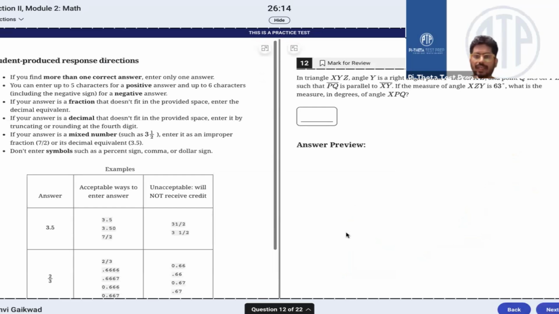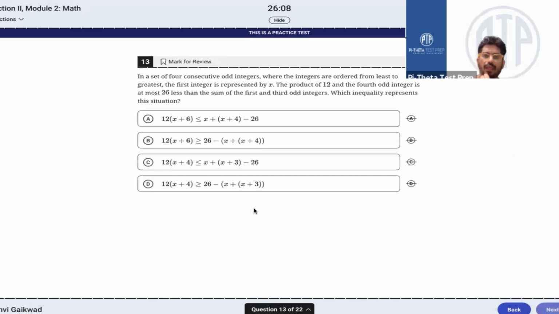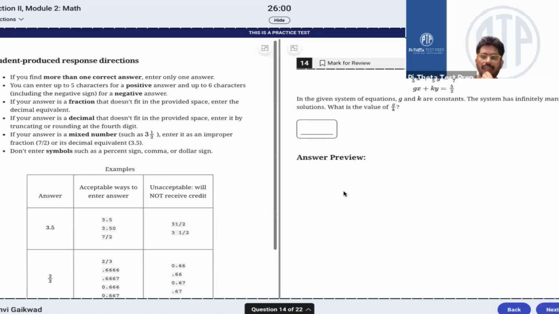In the triangle, they're telling you why is the right angle. Now this is the question again. You can just mark it for review and come to the next round. In the set of, you can mark this also as a review because a lot of information is given in the question. We have to see a lot of options. You can just go to the next question here.